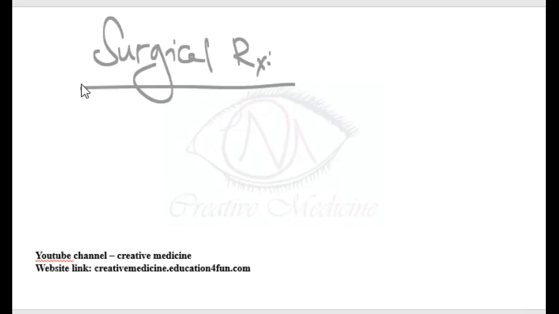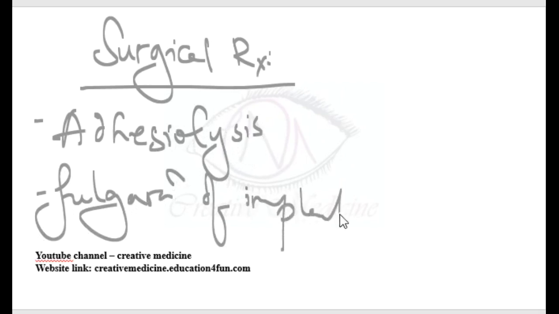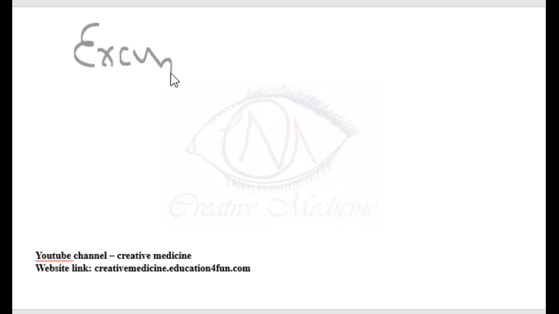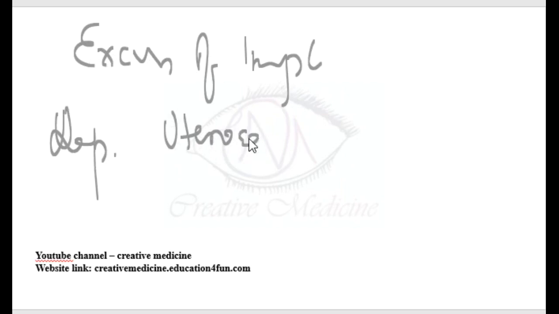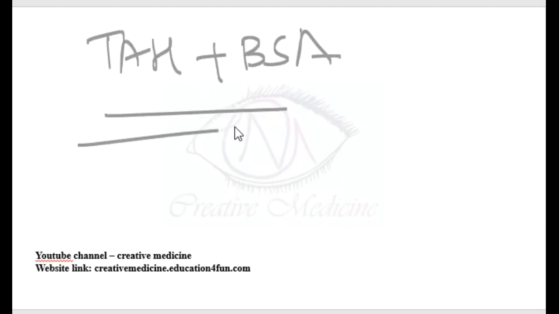For surgical management of pain in endometriosis, we do adhesiolysis, fulguration of implants using bipolar cautery, and then excision of the implants, laparoscopic uterosacral nerve ablation, presacral neurectomy. Total abdominal hysterectomy and bilateral salpingo-oophorectomy is done if the family is completed, and it is done in case of new lesions, and this is the last resort.